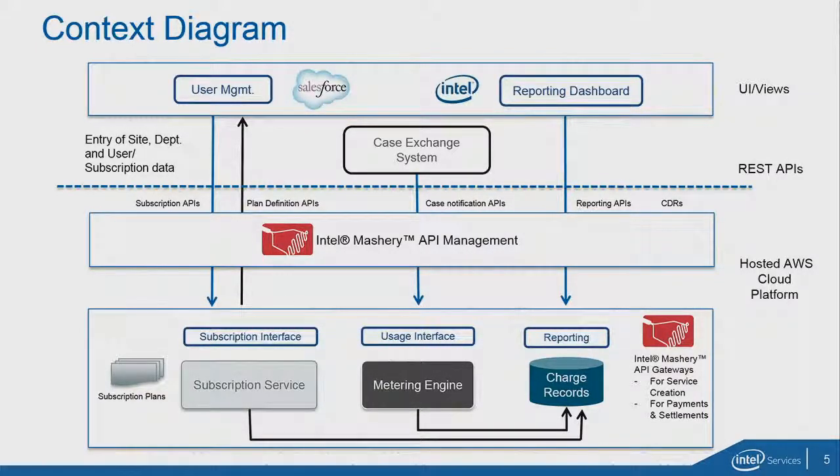So the bottom part is the Intel Mashery API Gateway for payments and settlements. That's the one that does the functionality of metering and subscription. And the API Gateway for service creation is the one that does the brokering, the service broker functionality. It also has capabilities of doing REST to SOAP conversion, those kinds of things, anything going outside. Yeah, it has that capability.